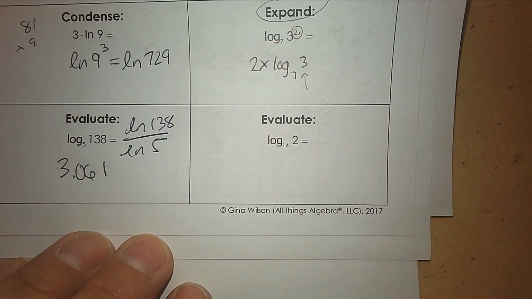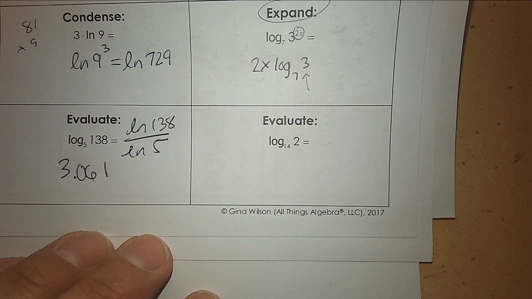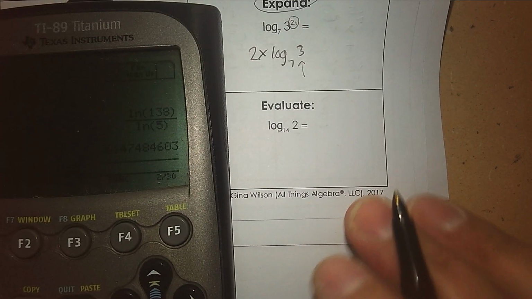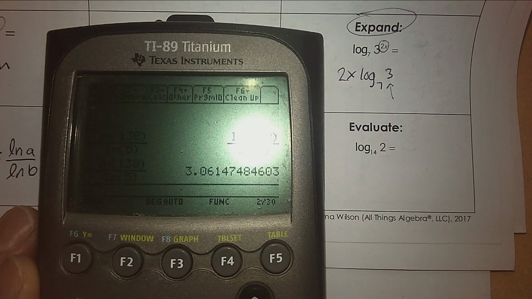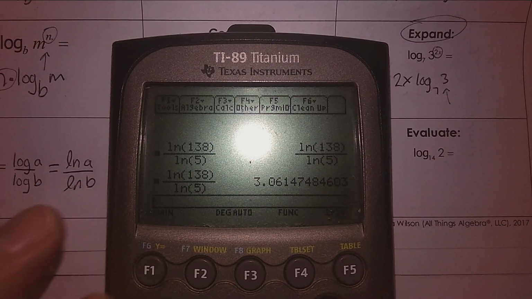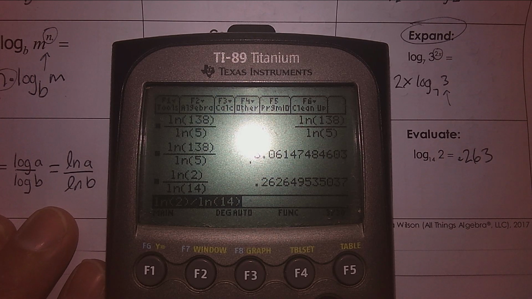Hey, try the next one. Can you evaluate that one? Log base 14 of 2. So again, I would go ln 2 divided by ln 14. Order matters. The base has to be in the denominator. Diamond enter. Did you get 0.263, if you round it?